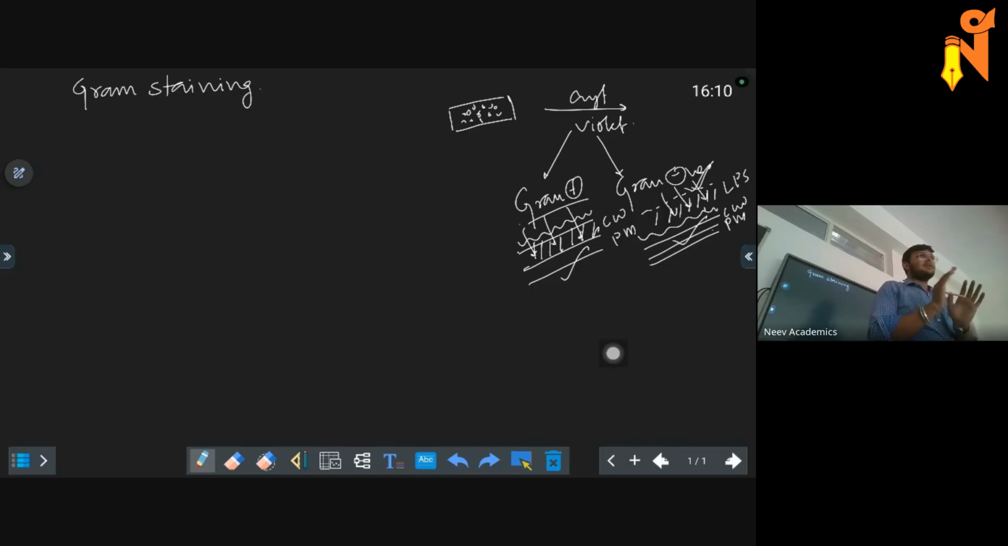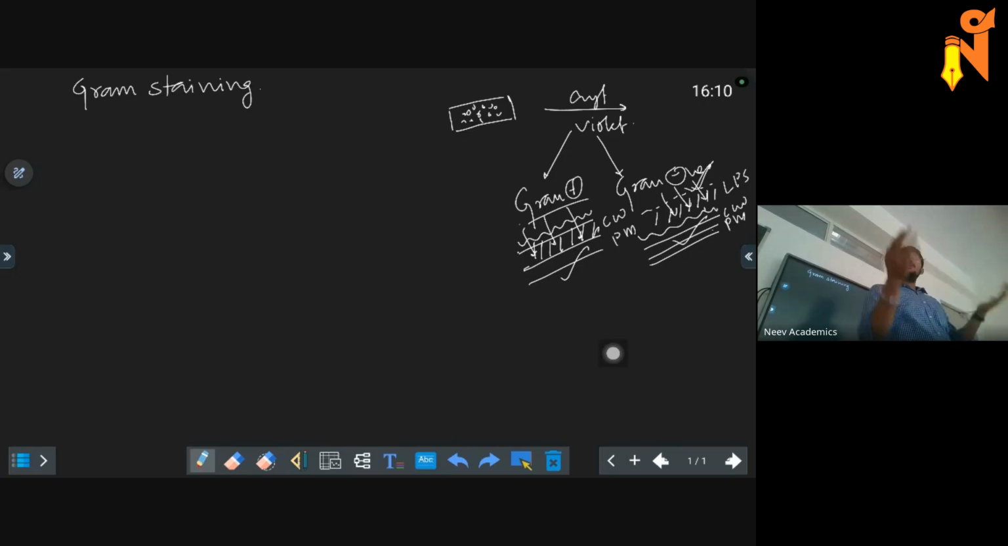Clear till this point? Now, further discoveries show that gram-positive bacteria are mostly non-pathogenic in nature. Non-pathogenic means non-disease-causing bacteria. And gram-negative bacteria were more pathogenic.